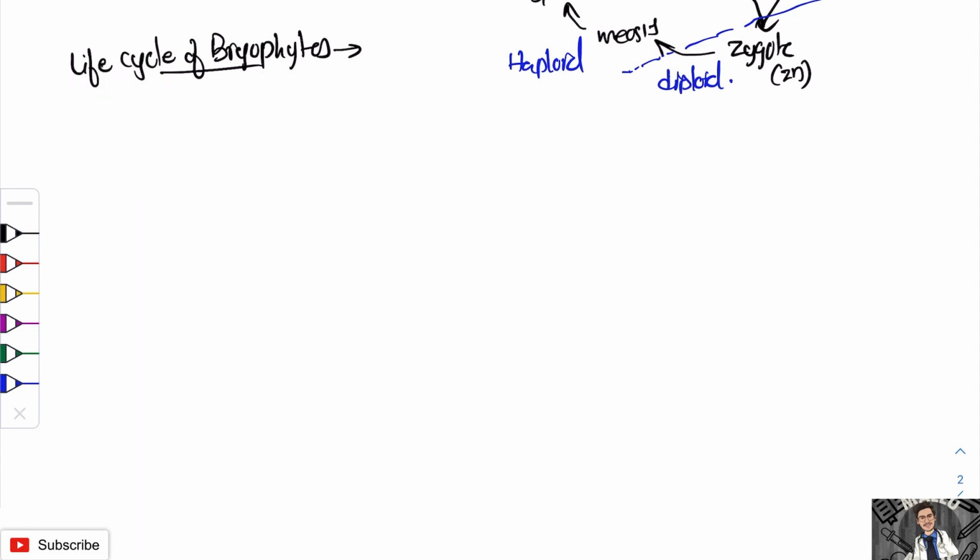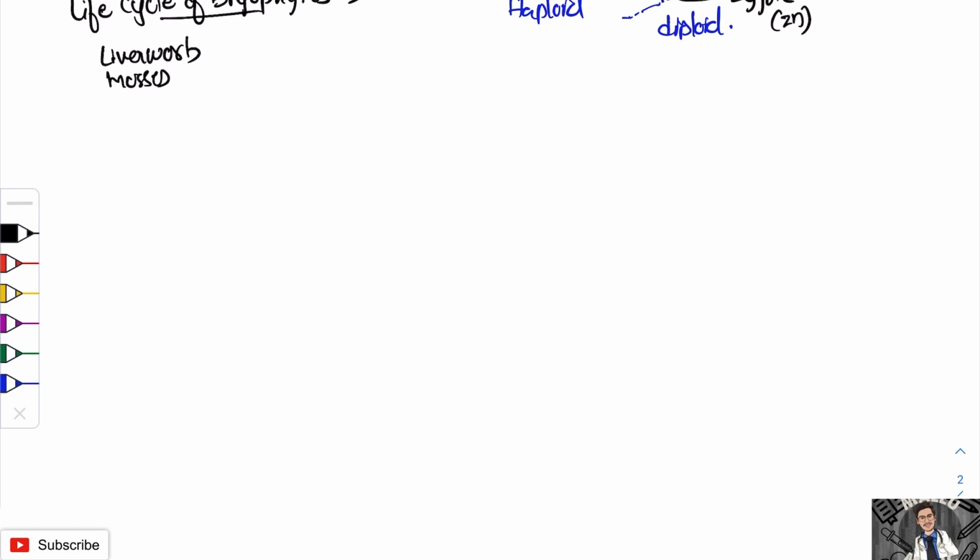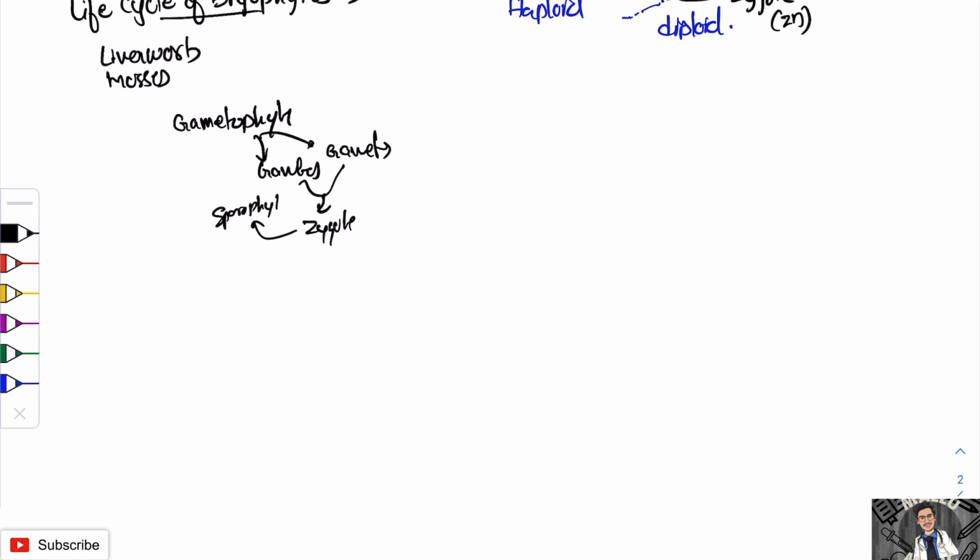As you know, the bryophytes have two types of structures, which are the liverworts and mosses. Alright, so let us discuss the life cycle. Before going into the life cycle, I would like to remind you about the template. See, gametophyte forms gametes, and the gametes undergo fertilization to form zygote, and from zygote you have the sporophyte, and from sporophyte you have spores, and the spores form the gametophyte. Now let us look at the life cycle of bryophytes.